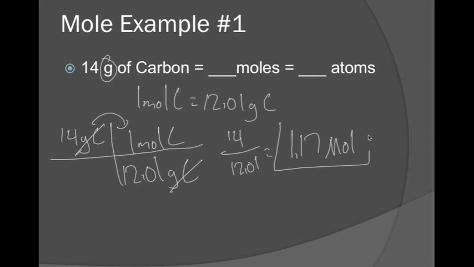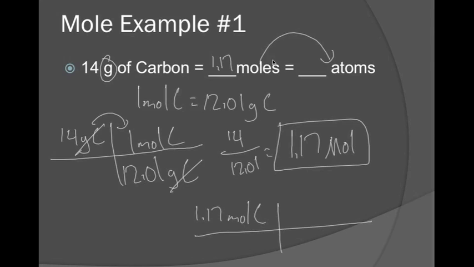Okay, and all we do is we divide that out. So we have 1.17 here for moles. And we want to go from moles into atoms, so all we have to do is we have 1.17 moles of carbon, and we know that 1 mole of anything is always going to equal 6.022 times 10 to the 23rd atoms.